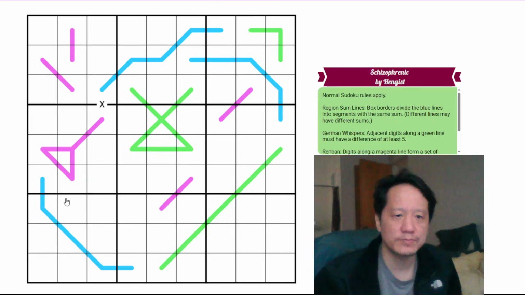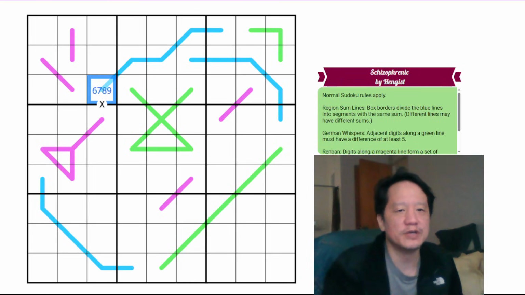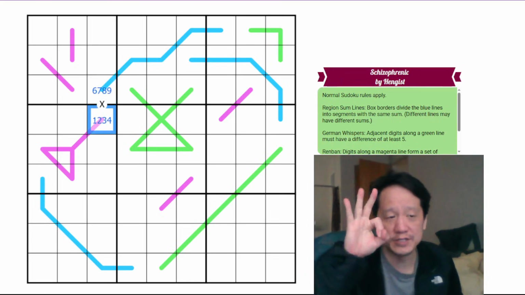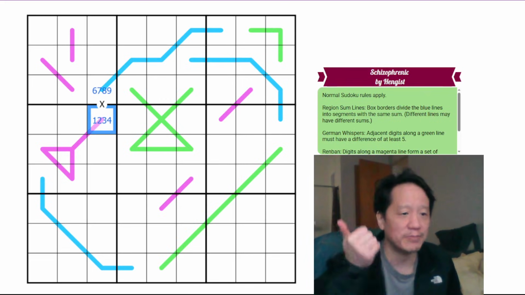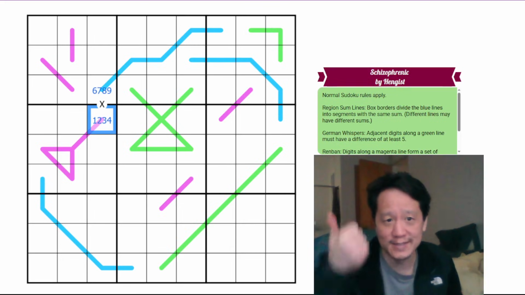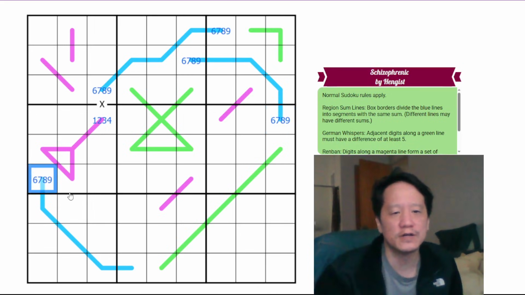Okay. So let's start with the region sum lines, because we have 3 unique digits in each, adding up to another digit. So that means the single digit must be from 6 through 9, because the minimum for 3 unique digits adding up to another digit is 1, 2, and 3. That's 6. And the maximum a single digit can be is 9. So that's why it's 6 through 9. So this is 6 through 9. This is 6 through 9. This is 6 through 9 here. And this is 6 through 9 here.